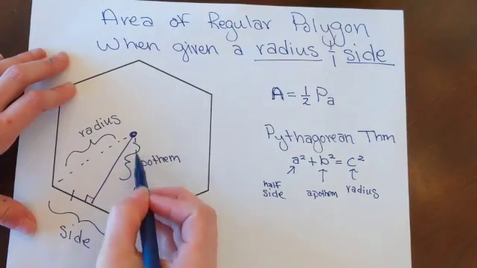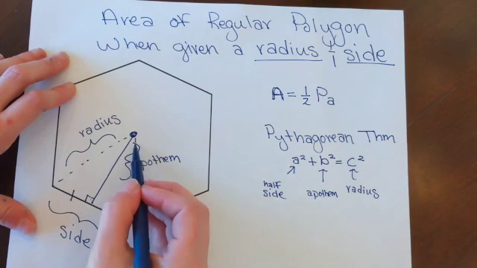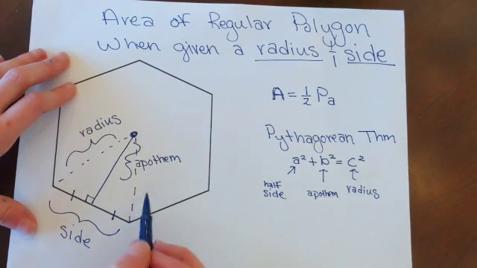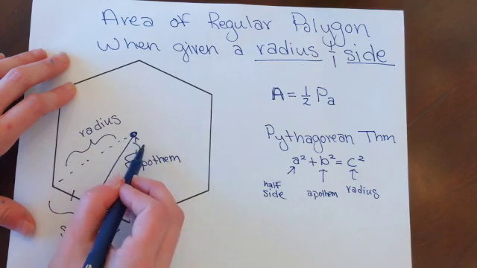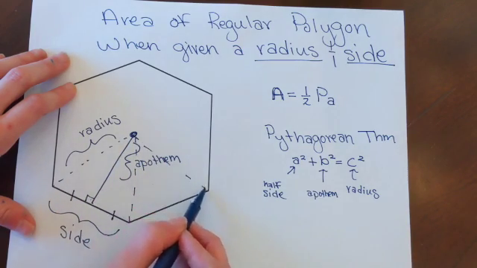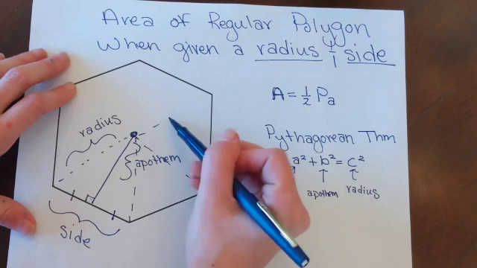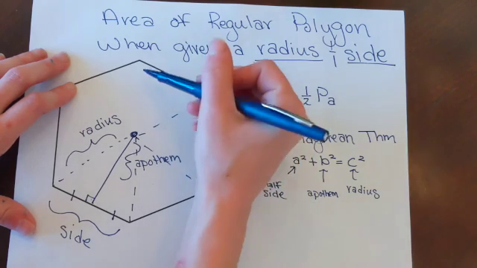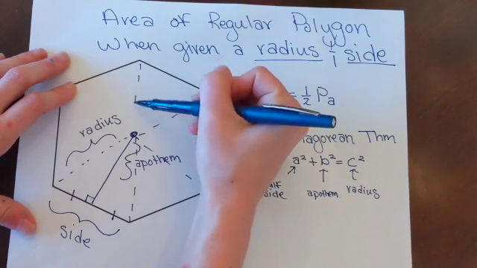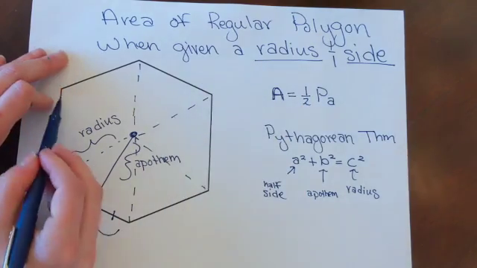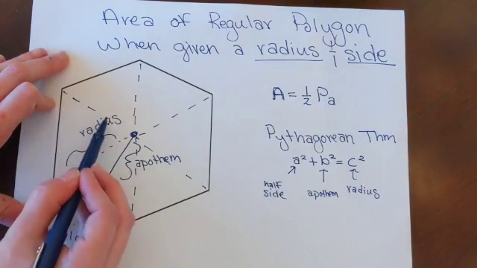Just like a circle, we can have multiple radii. Even though it's a polygon, we're still going from the center point to the corner, so we can have multiple radii, but we're going to be limited depending on the particular polygon. In this case, we have a hexagon, so we're able to create 6 radii.